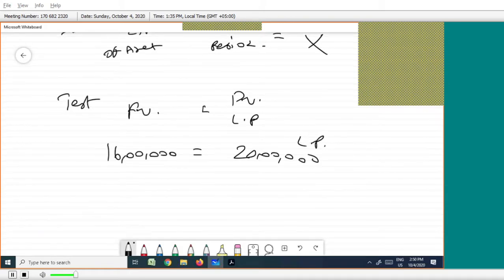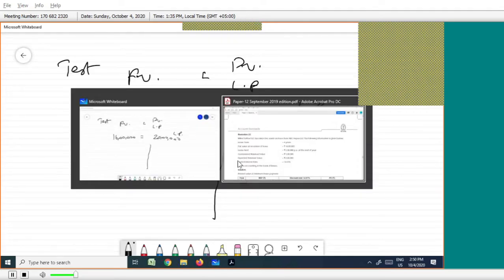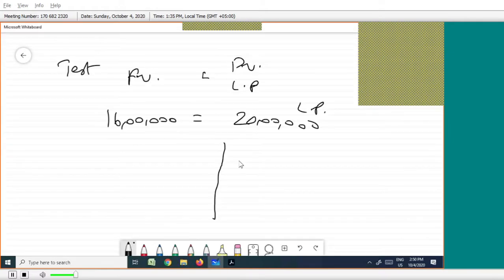What about others? How are we receiving the 20 lakhs? When are we receiving it, at the year end or the year beginning? At the end of the year only. That means first year end we are receiving 5 lakhs. Second year end we are receiving 5 lakhs.